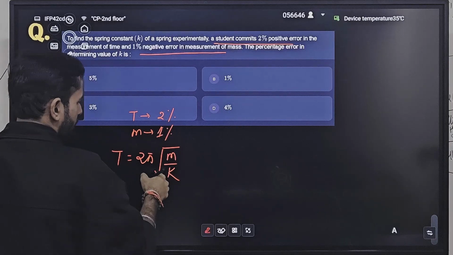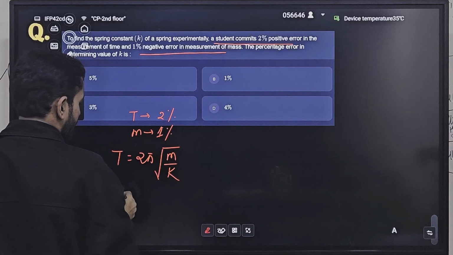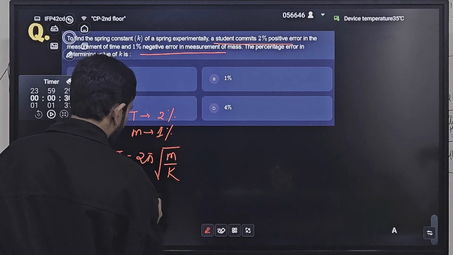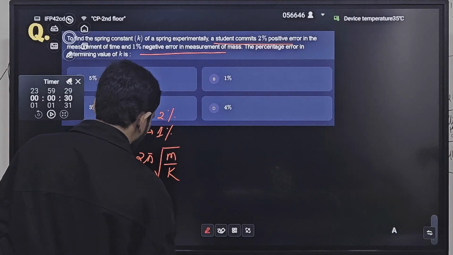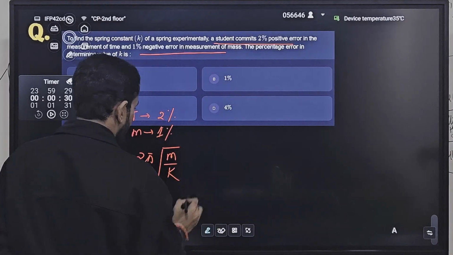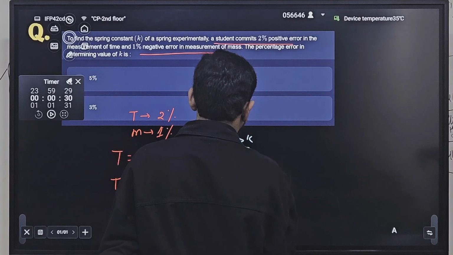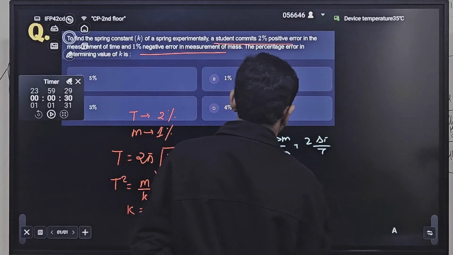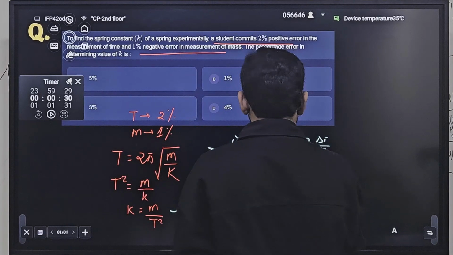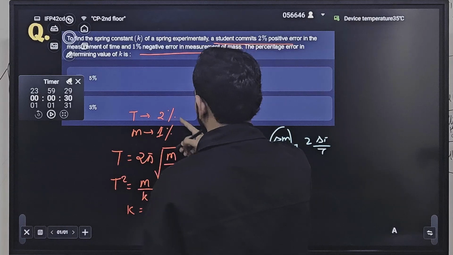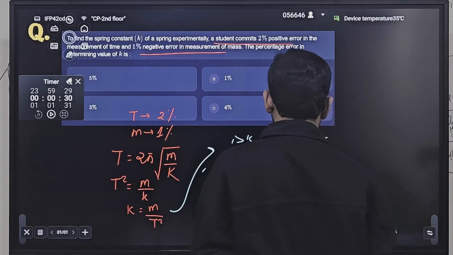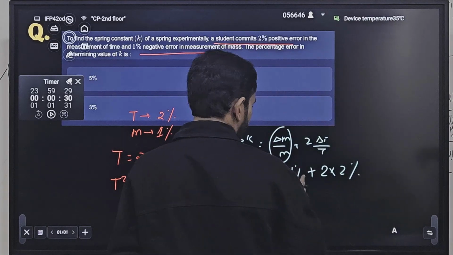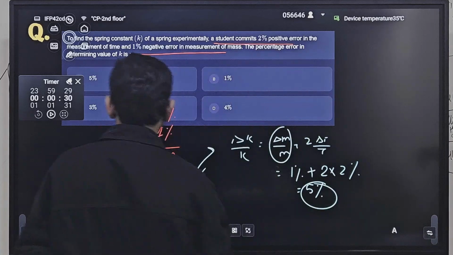Now what I have to calculate? I have to calculate the percentage change in K. So make it like this: T square is equal to 4π² times M by K. So K can also be written as 4π² M divided by T square. Till now it is very good. Then how do we write percentage errors? Delta K by K should be equal to delta M by M plus 2 times delta T by T. Now, what is delta M by M? Mass has 1% of error. And time has 2%, so 2 times 2 is 4, plus 1, that is, the net percentage is 5% of error.